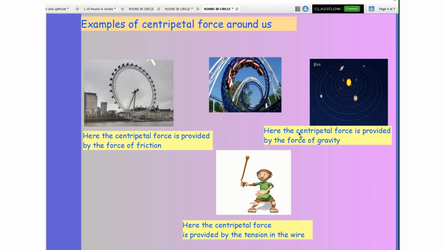And look at our solar system, how beautiful it is. Here the centripetal force is provided by the force of gravity. He's playing with a rock tied to a string. Here the centripetal force is provided by the tension in the wire.